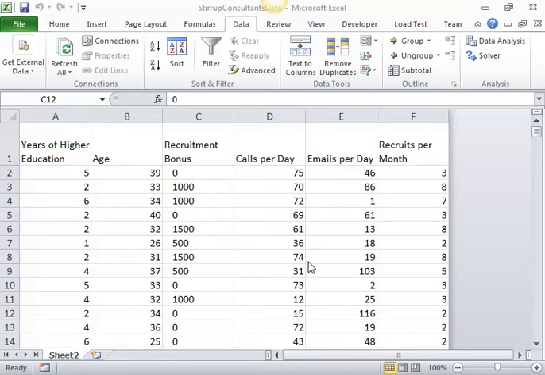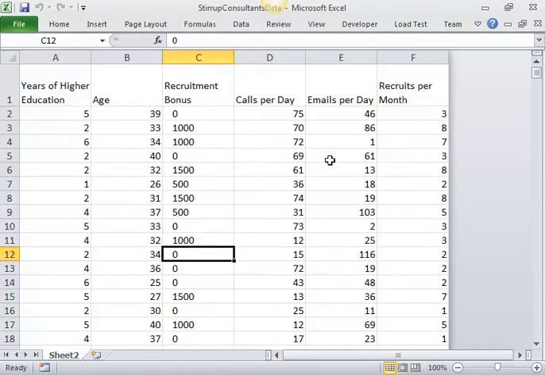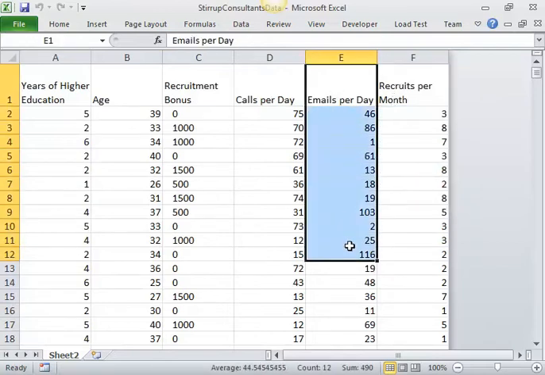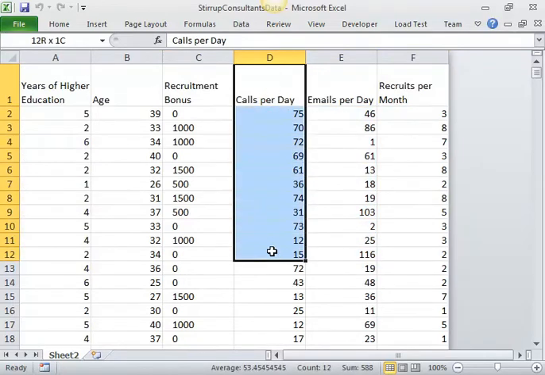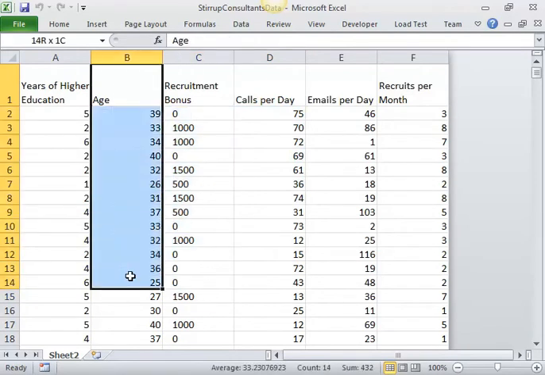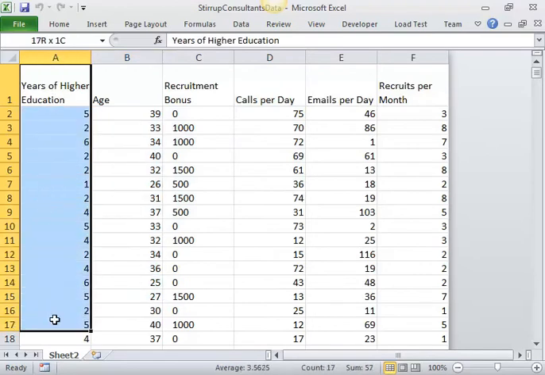Okay, here we are with the data that we're going to use to examine this thing called regression. This is recruitment data, and it looks at several recruiters across the country: the number of students they recruit per month, the number of emails they make per day on average, the number of calls they make per day on average, the recruitment bonus they get, if any, for every student that they recruit, their age, and their years of higher education.